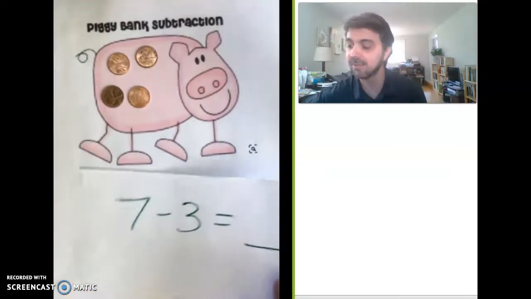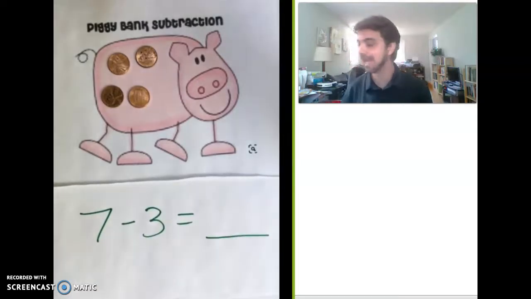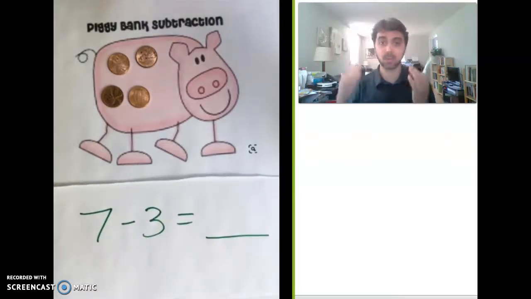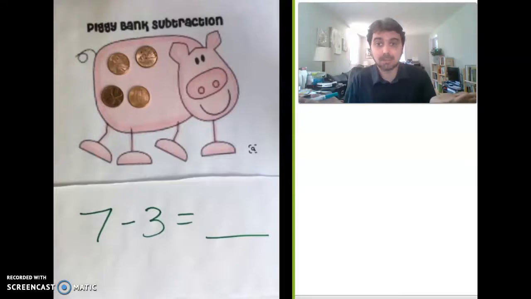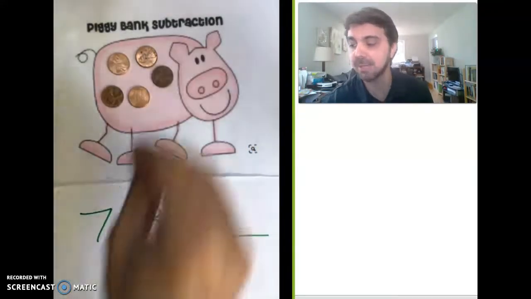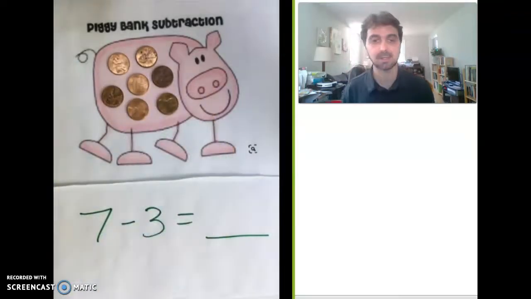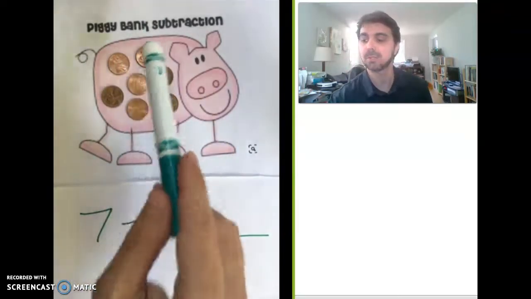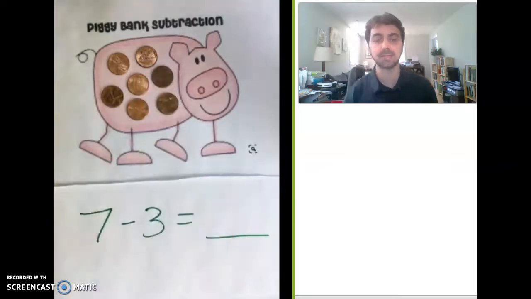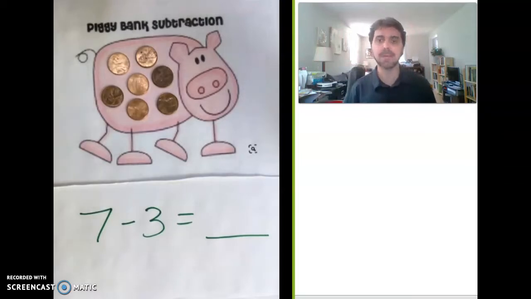This time our number sentence says 7 minus 3, or take away 3, equals what? How many pennies? So we have 7 pennies in the piggy bank. Let's put 7 in the piggy bank. Let's see, do we have 7? Let's count. 1, 2, 3, 4, 5, 6, 7. Yes, we do. We have 7 pennies.